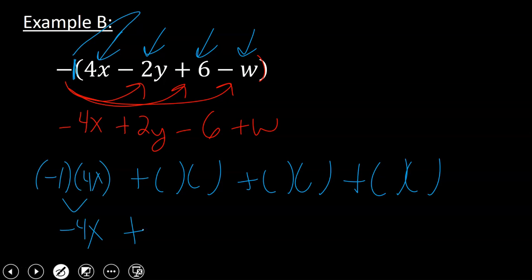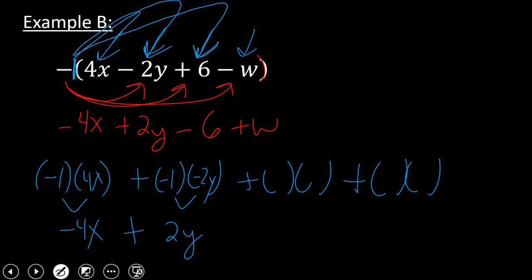I'll be multiplying this negative 1 by the second term, negative 1 times the second term, negative 2y. Like signs, you get a positive. I'm saying my multiplication rules. Negative 1 multiplied by the next term, positive 6. And we end up with, well, unlike signs give us a negative.